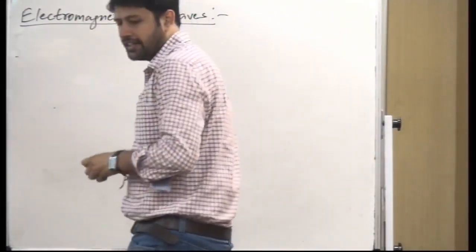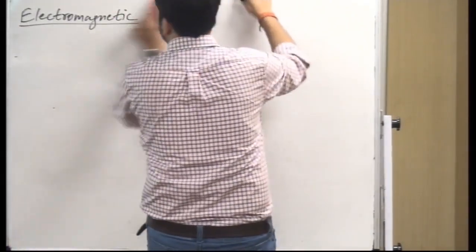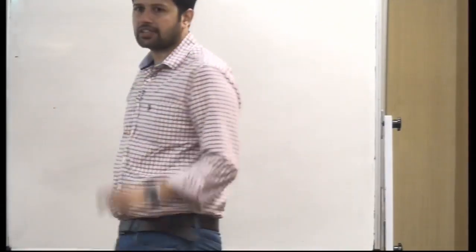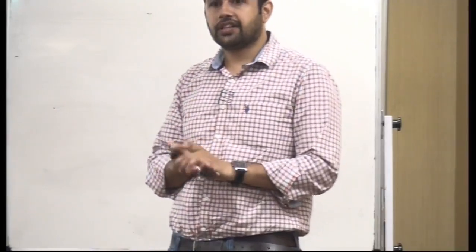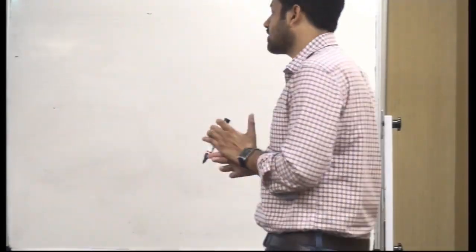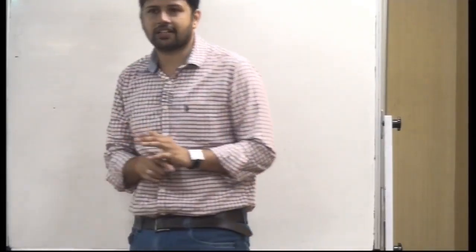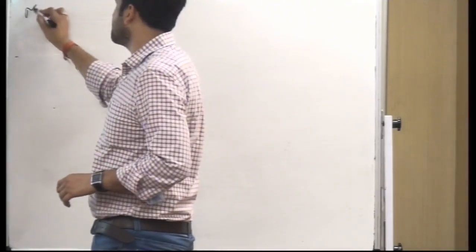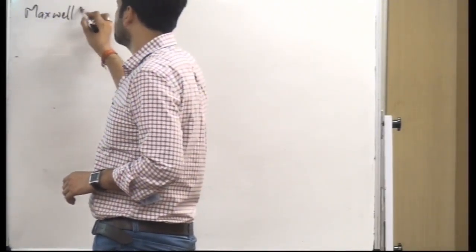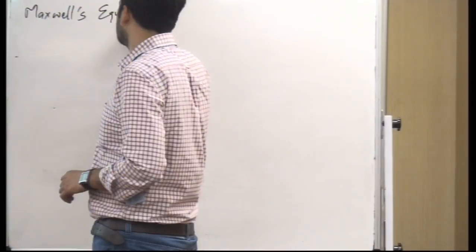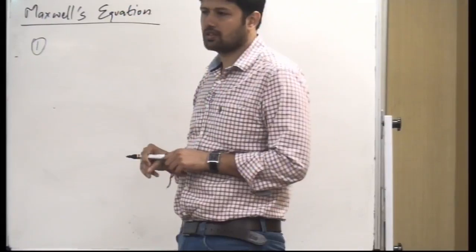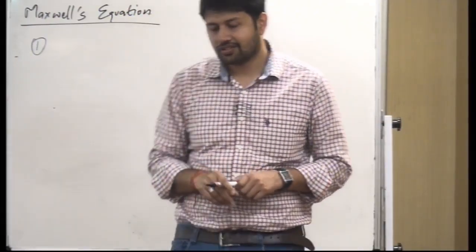Now, what he did after this modification to the law, he said that actually there are 4 fundamental laws. He clubbed them together. Okay, 4 fundamental laws, on the basis of which the whole of electromagnetic phenomena can be explained. He called them Maxwell's equations, in which the first one was what? Any idea?